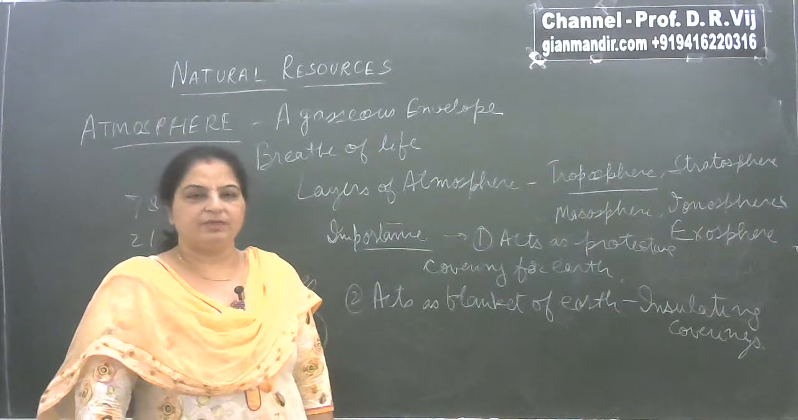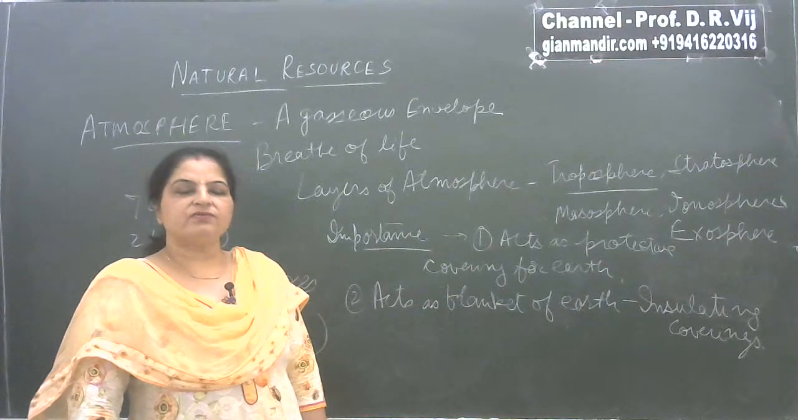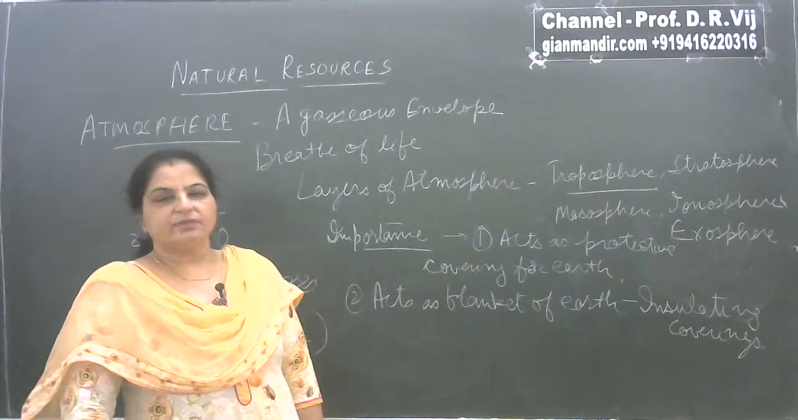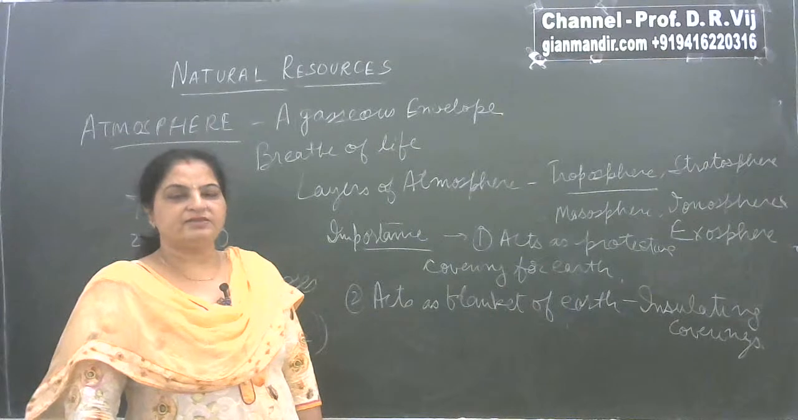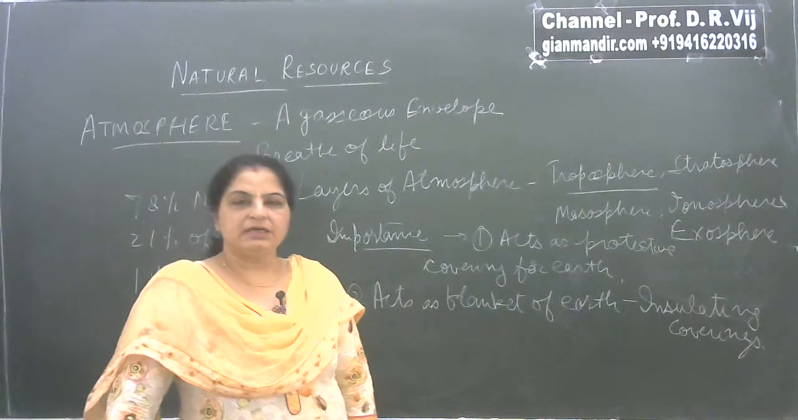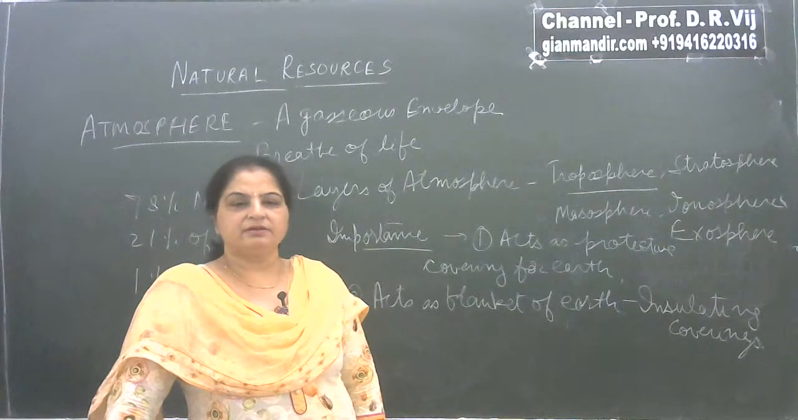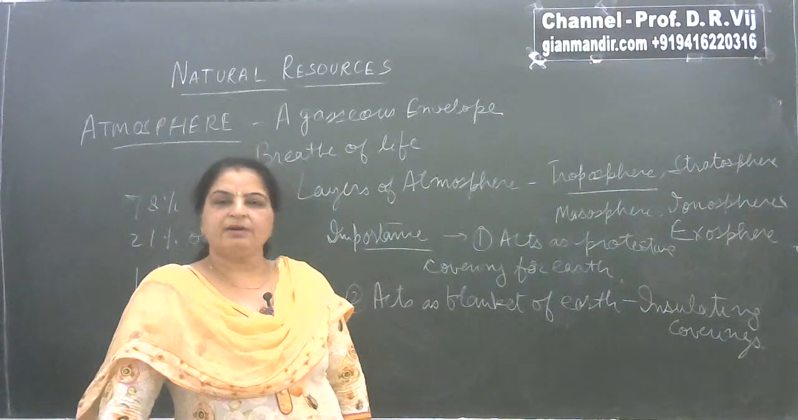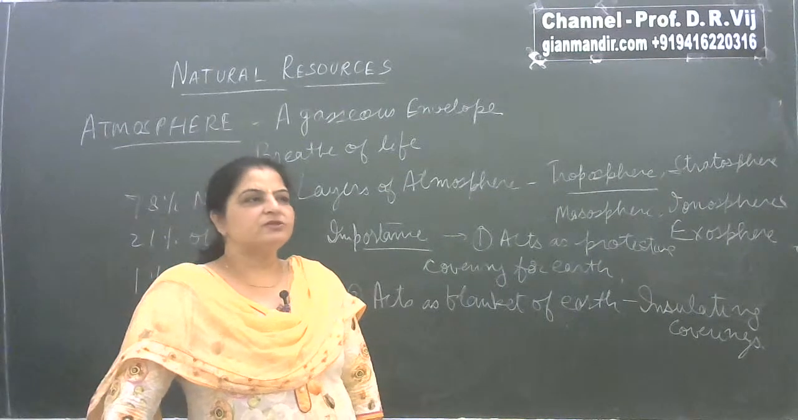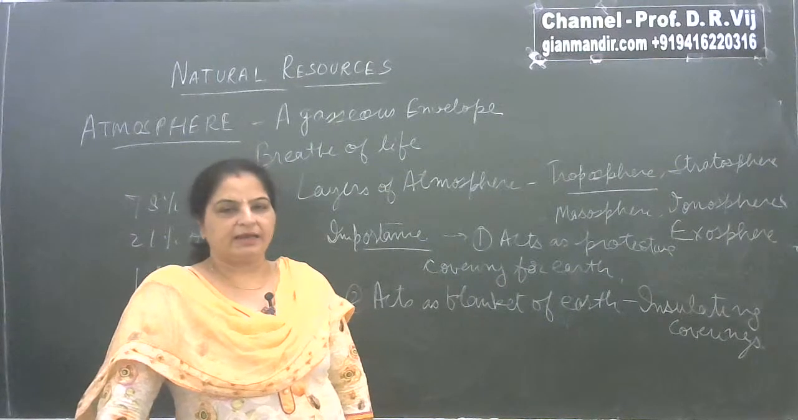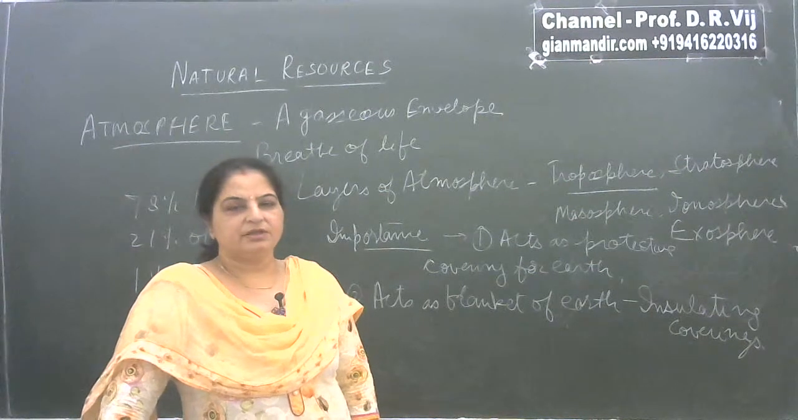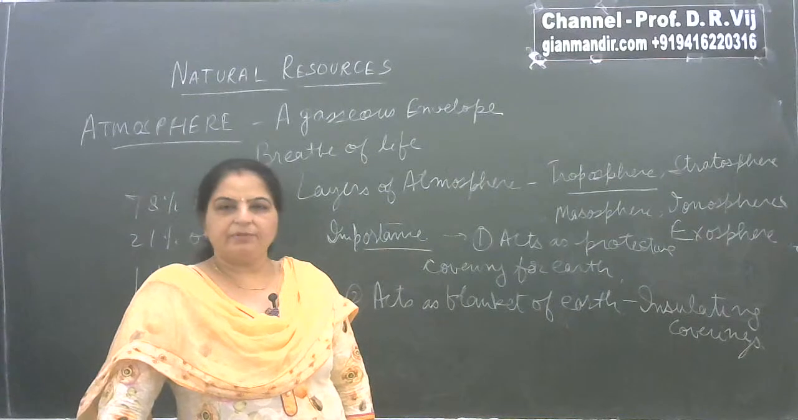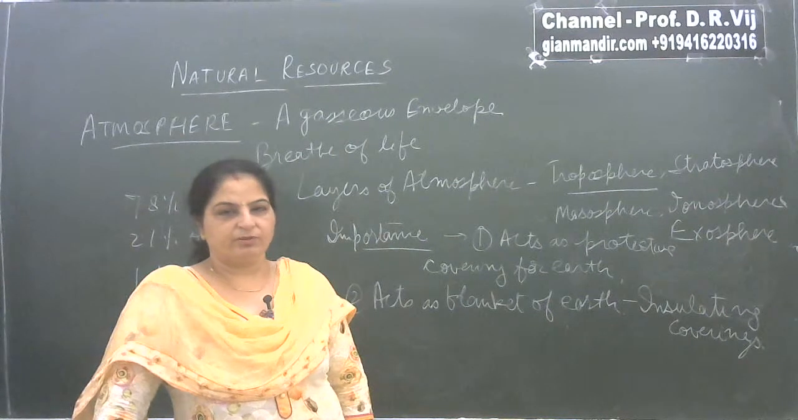So during daytime, it doesn't allow the excessive heat of the sun to enter the Earth's atmosphere, and also at night time, it does not allow the heat reflected by the Earth to escape out into the external space. In this way, the atmosphere is acting as a blanket and is providing insulation against severe changes in temperature, and because of this, life is possible on Earth.